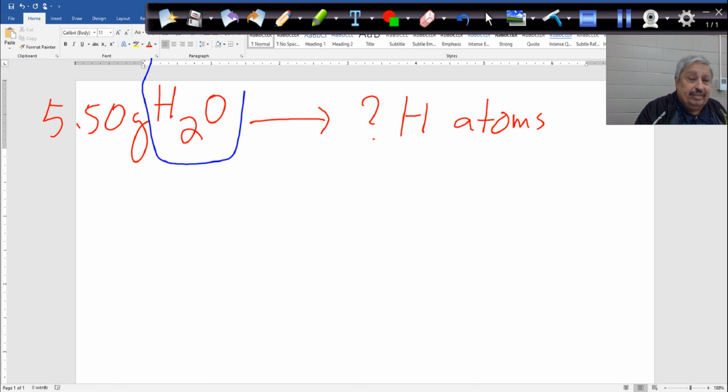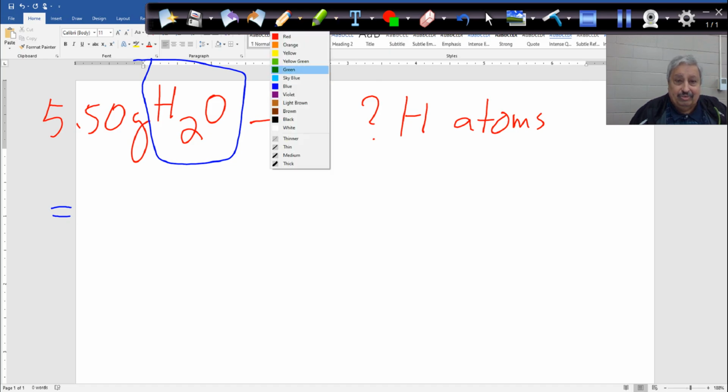You tell me, in this molecule H2O, how many hydrogen atoms? 2. And that's the key. But don't tell me that it has 2 atoms, because you have 5.50 grams, correct? So let's do it together here. Let me do it with the parentheses this time, without the table, so you can know there are 2 ways.